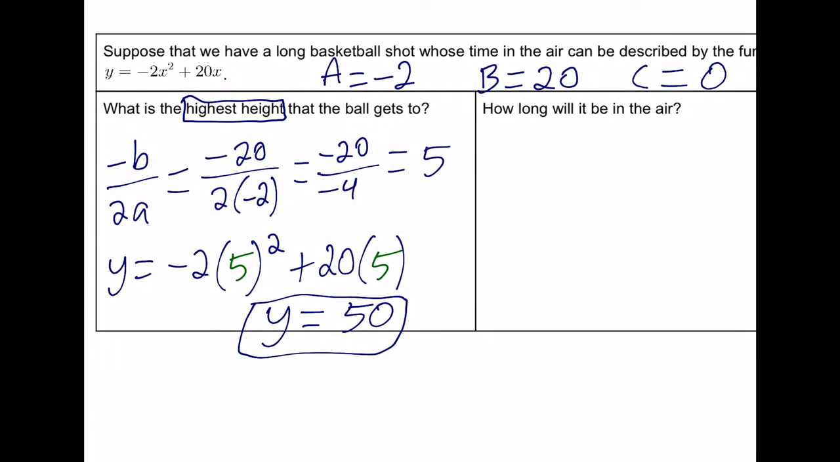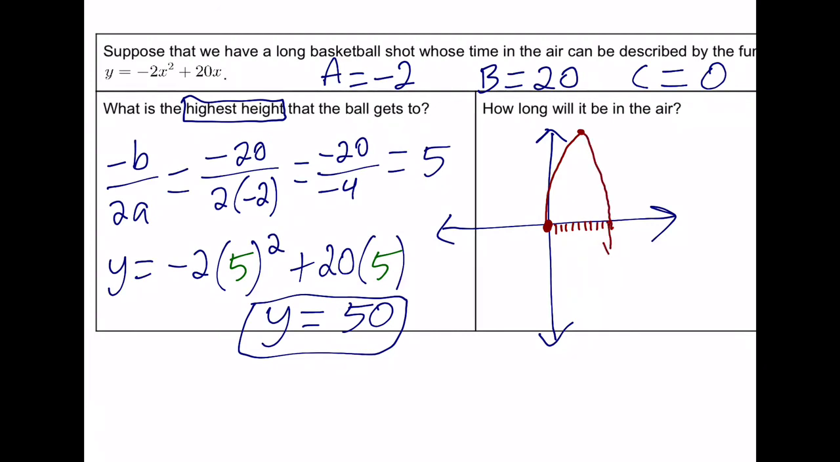As far as how long it will be in the air, well, let's consider a coordinate grid. Because our c value is 0, we know that we are starting our parabola here at the origin. And we know that our vertex is at 5, 50. So this isn't perfectly to scale, but let's say that that point right there is 5, 50. That means our parabola is shaped like this. And we know that it's symmetric. So on the right, if we count over 5 more, that parabola is now heading down.